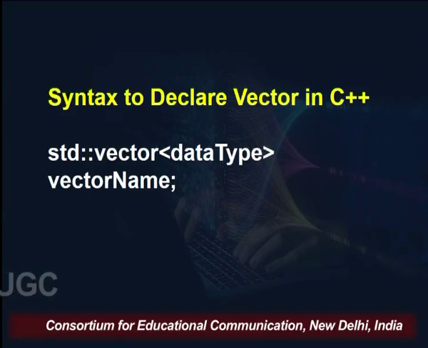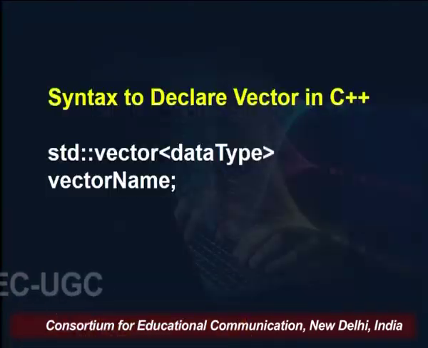So, this will be std, then a scope resolution operator, vector is the name of the class, then there will be the data type. That means for which particular data type you need to form that vector. So, that vector is going to be of integer, or for characters, or for float or something different than that.